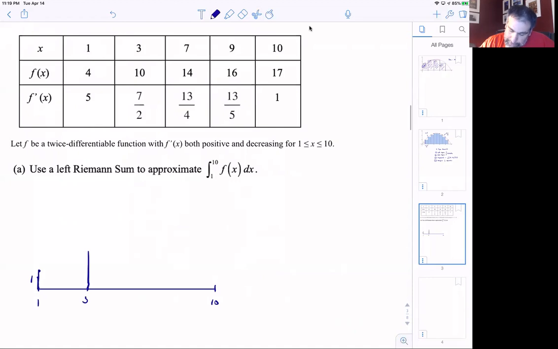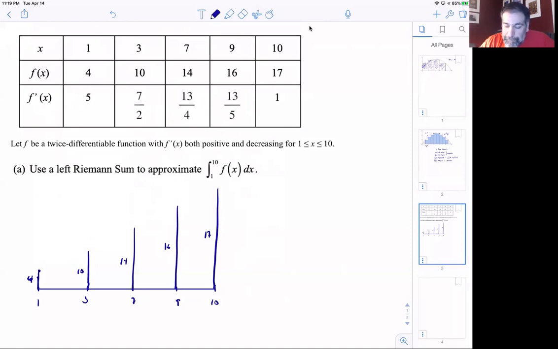I'm sorry, the value at 1 is 4. Okay, the y value at 3 is 10. The y value at 7 is 14. The y value at 9 is 16. And the y value at 10 is 17. So what we have a tendency to want to do is connect these ends of these heights, but again, we really don't have a lot of information about what's happening between 1 and 3, 3 and 7, 7 and 9, 9 and 10 from the table itself.